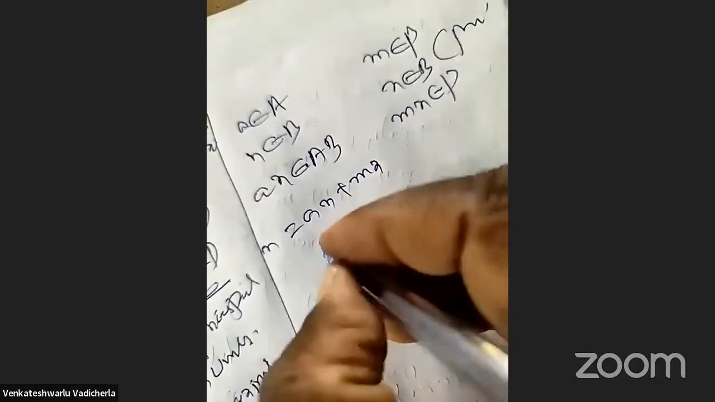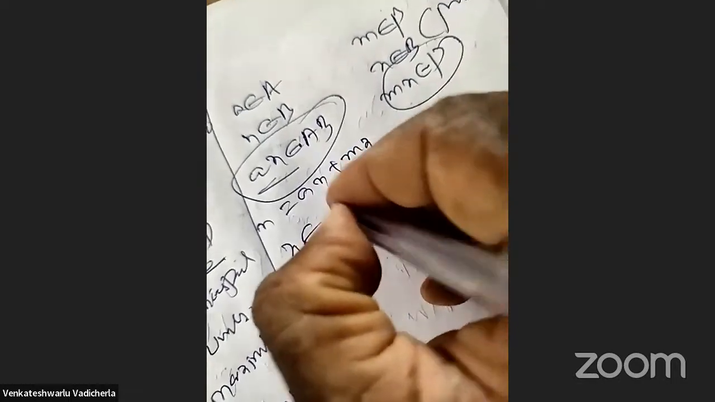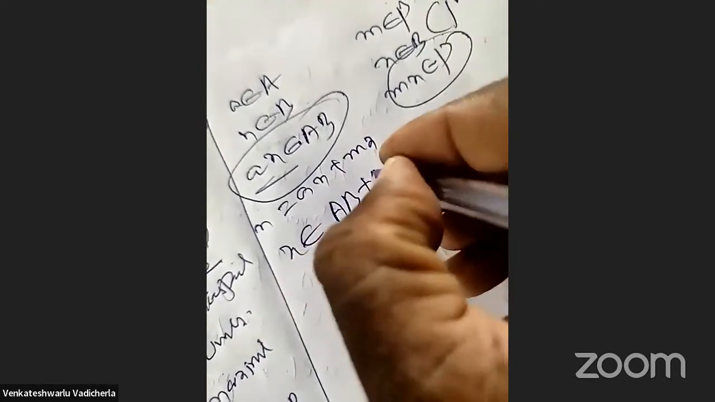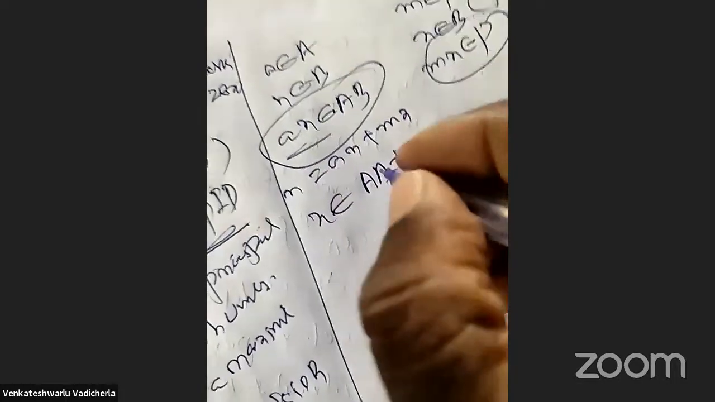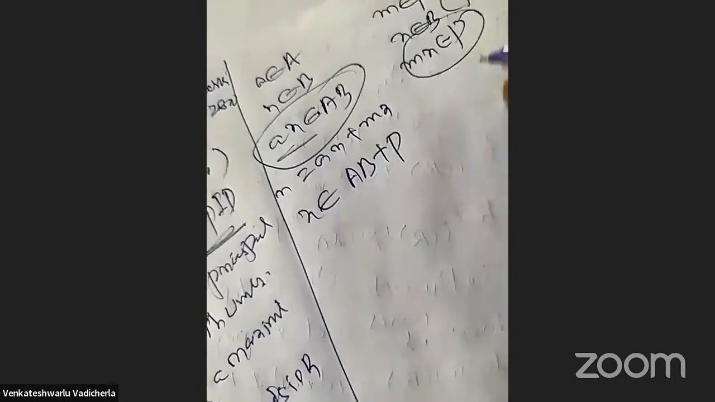x belongs to AB, mx belongs to P. P is an ideal, so these are additions. Already x is equal to ax plus mx. So x belongs to ax, whose value is in AB, and mx whose value is in P. So AB plus P.